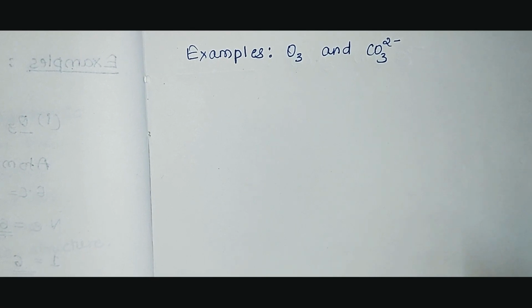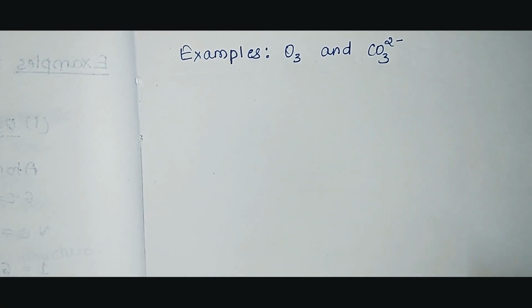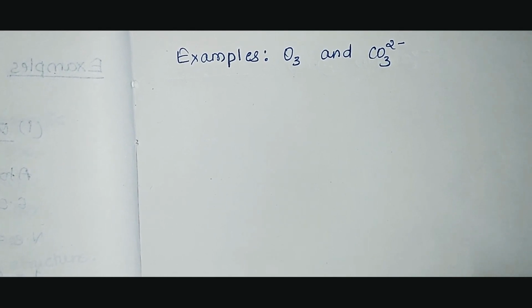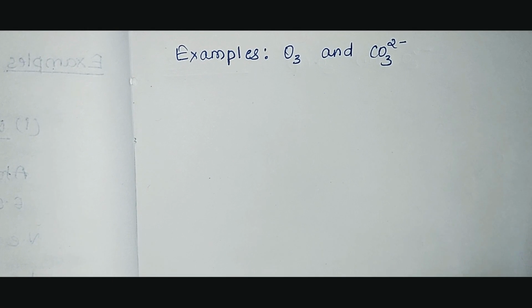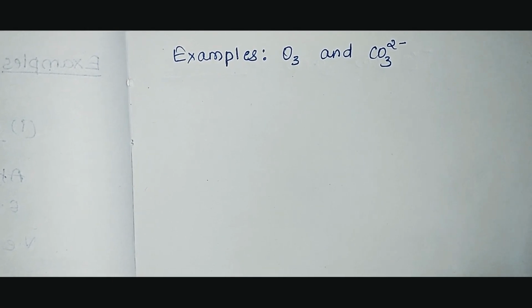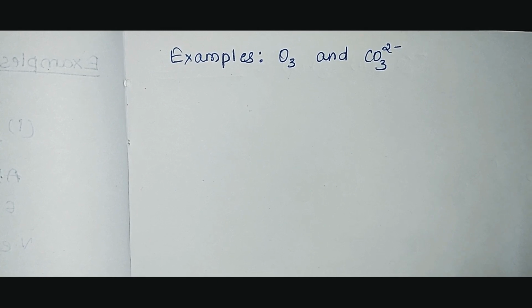Okay, let us go with the examples. I have taken two examples, ozone and carbonate ion. Ozone is O3 and carbonate ion is CO3 2-. The first thing you should know is writing the Lewis dot structure, and to write it you should know the valence electrons. In my previous video I have explained how to find the valence electrons. You can go through the previous video if you haven't watched it.